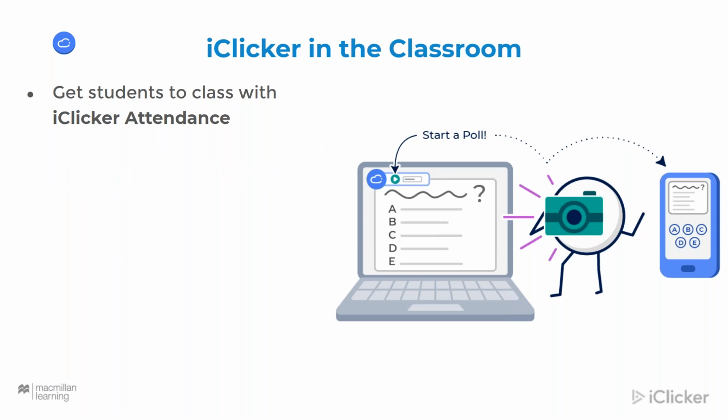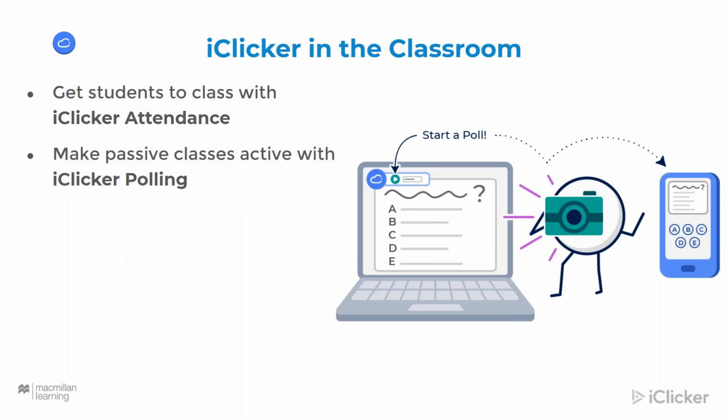Next, you're able to make your passive classes active with iClicker polling. So sometimes people refer to polling questions as asking a quiz question during class. We call them polling questions because they go one at a time and they're really done to bring the group together. So some of the reasons that we use polling questions are to reset student attention. I know that if I'm standing at the front of a group of students and I'm explaining a concept to them, try as they might to pay attention, some of them, their minds are going to wander off. By asking a polling question, I'm able to reset their attention on the subject at hand.